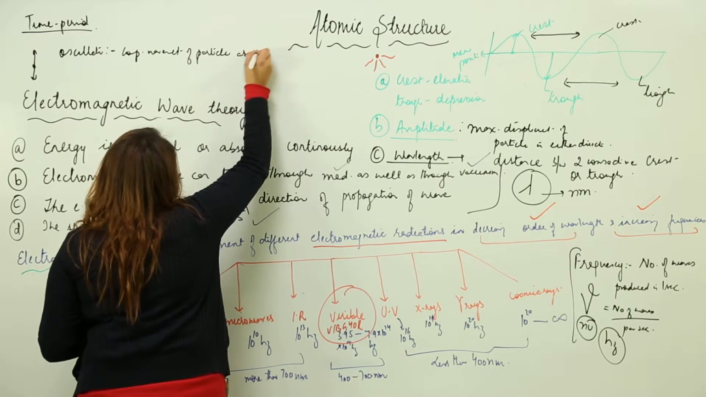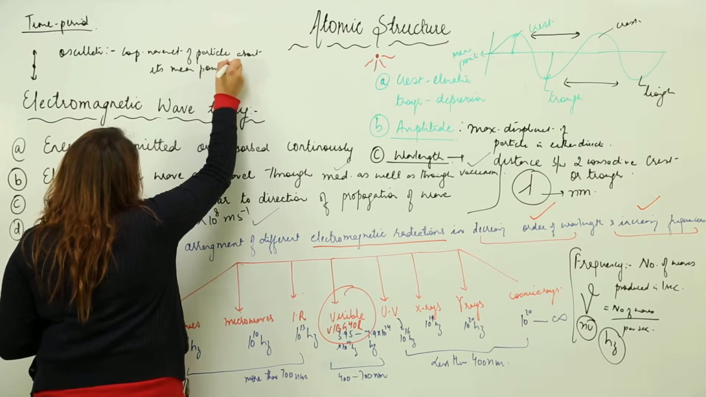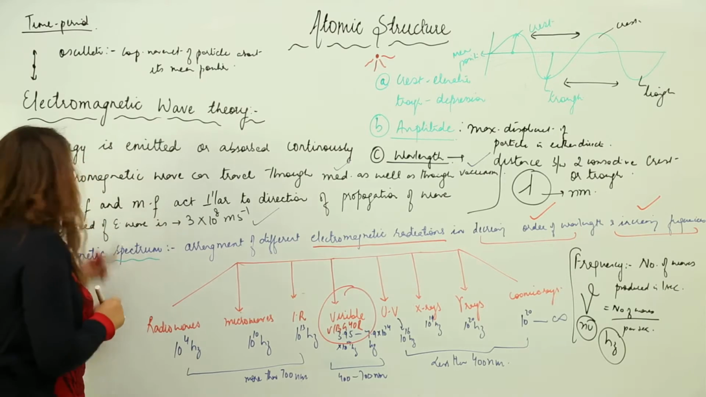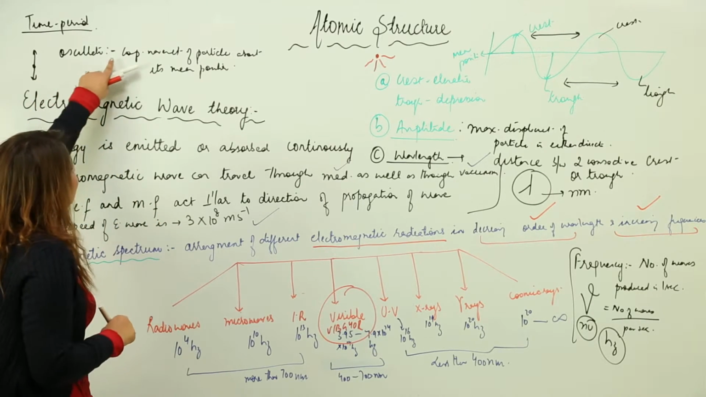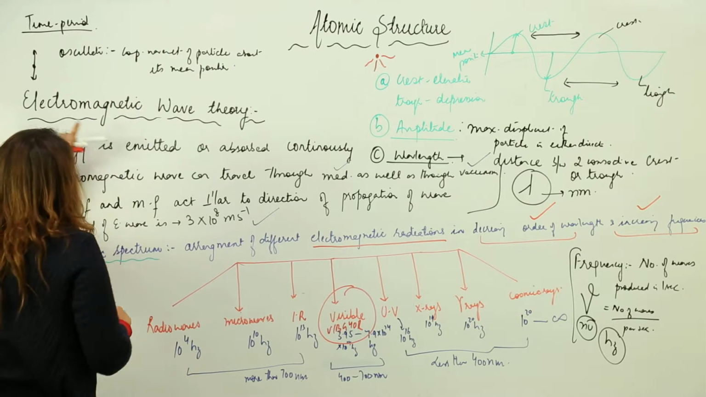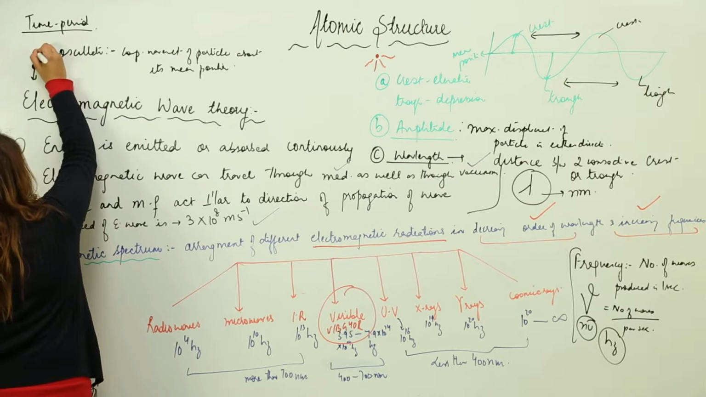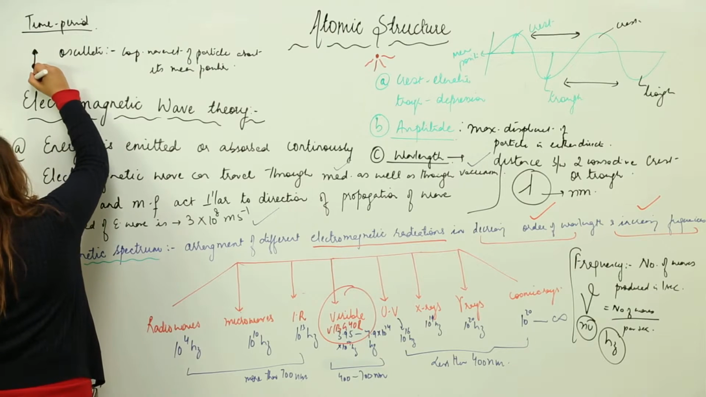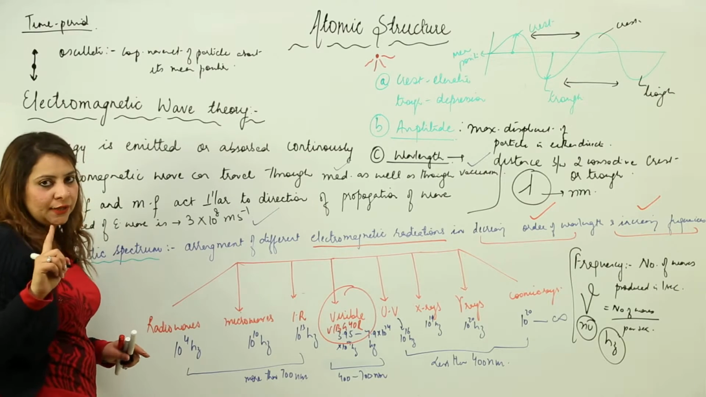about its mean position. And as we know, in an electromagnetic wave, particles vibrate up and down, right? So we can say that oscillation is the complete movement of the particle about its mean position. That means this is the mean position, so it is moving up and then at the same time it is coming down also. So this is called one oscillation, right?